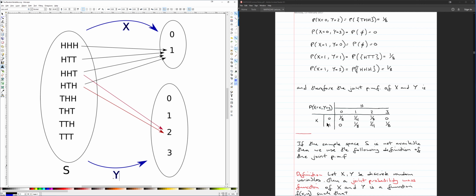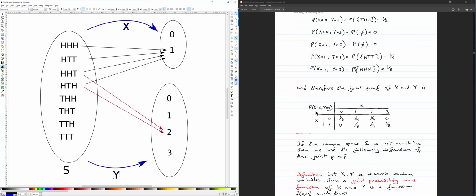So for example, in this table over here, this is indexing the x values and this is indexing the y values. For example, this entry, 1/8, is when the small x is equal to 0 and the small y is equal to 0. And when the small x is equal to 0 and the small y is equal to 0, you have a probability 1/8. So this is describing your probability mass function.